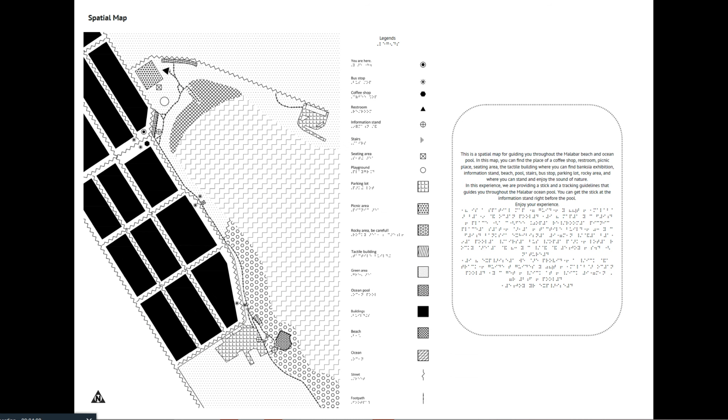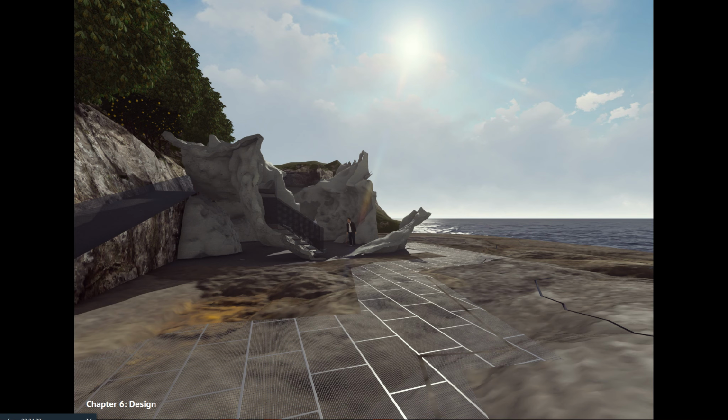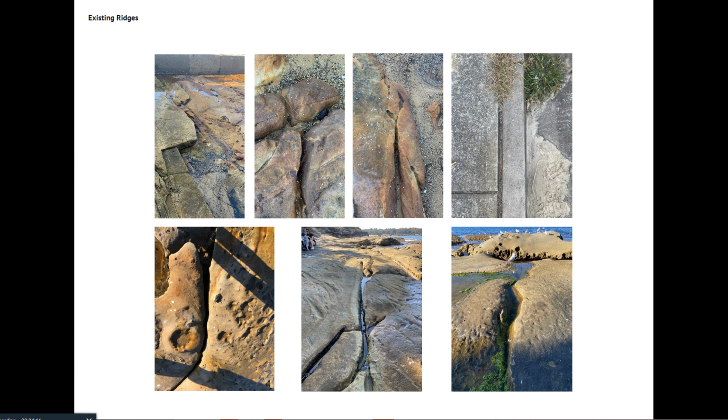Here are the spatial maps to help visually impaired people navigate through the Malabar Beach and Ocean Pool using different patterns and legends. One of our aims is to help visually impaired people explore what they cannot do. So we are proposing a system to make it easier for them to walk safely on the rocky area near the ocean pool. We are using the existing ridges on the rocks and expanding them as guidelines.